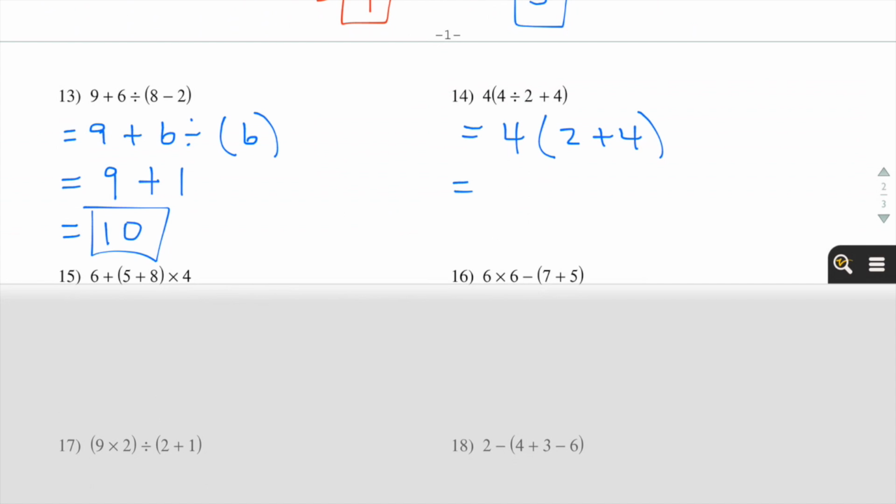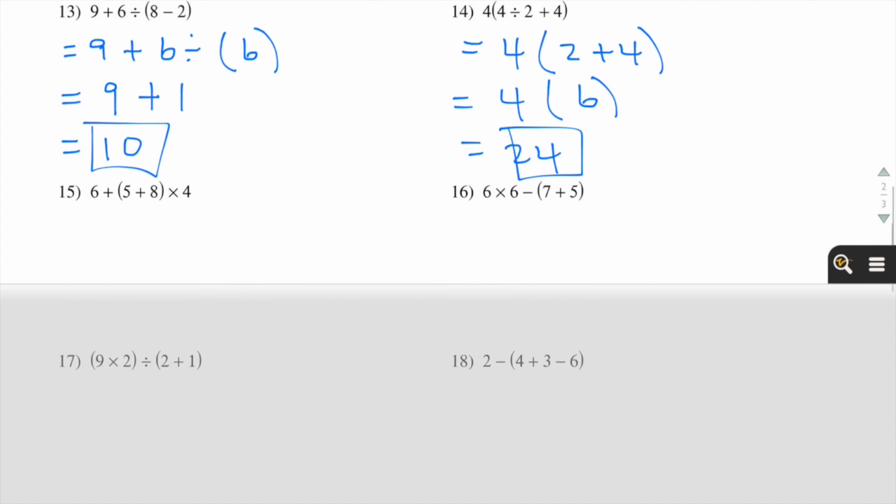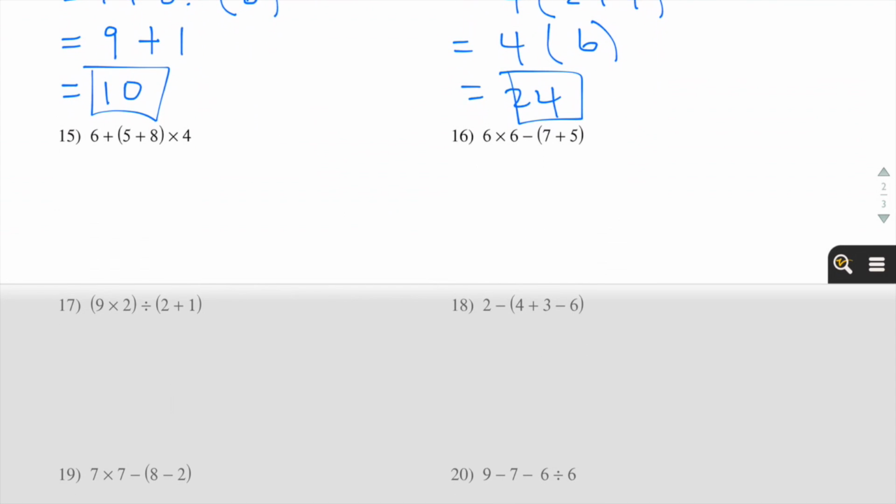Again, we work inside the parentheses. 2 plus 4 gives us 6. 4 times 6 gives us 24. And I went a little bit quicker on that, just so we do more problems than just talking.